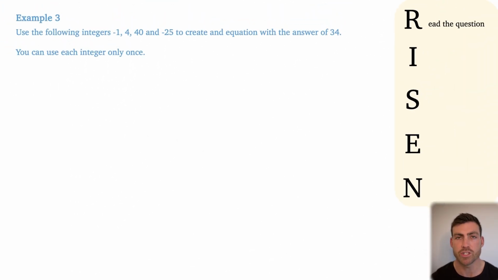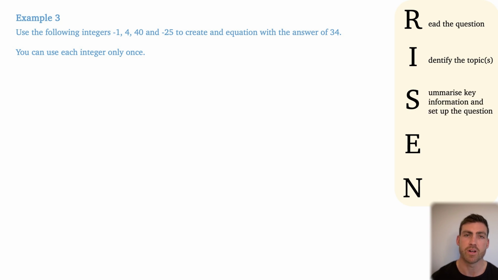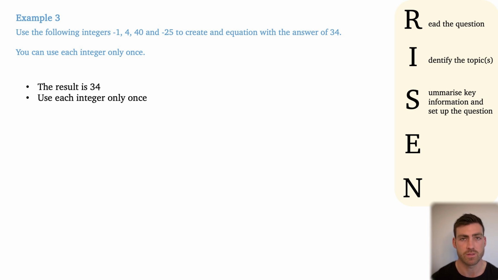Example 3. Use the following 4 integers to create an equation with the answer of 34. You can use each integer only once. For this question, there may be multiple answers. Comment below if you find another answer that is different from mine. This is from the topic integers. Let's summarize key information and set up the question. 2 important things to note. The result has to be 34, and that we can only use each integer only once.